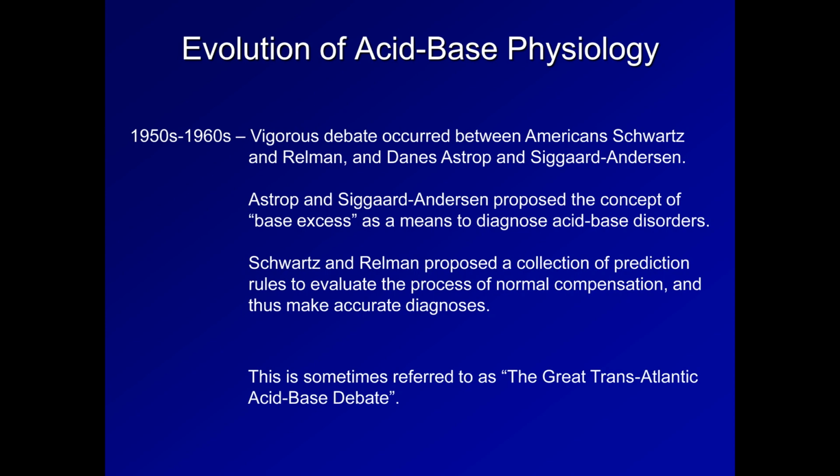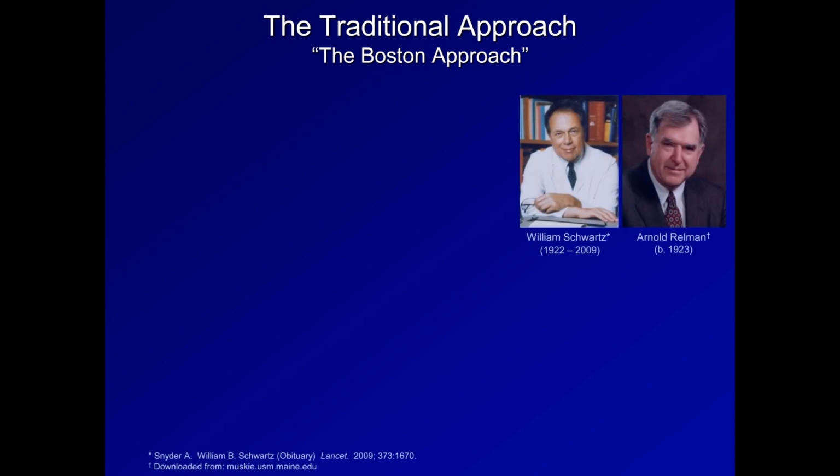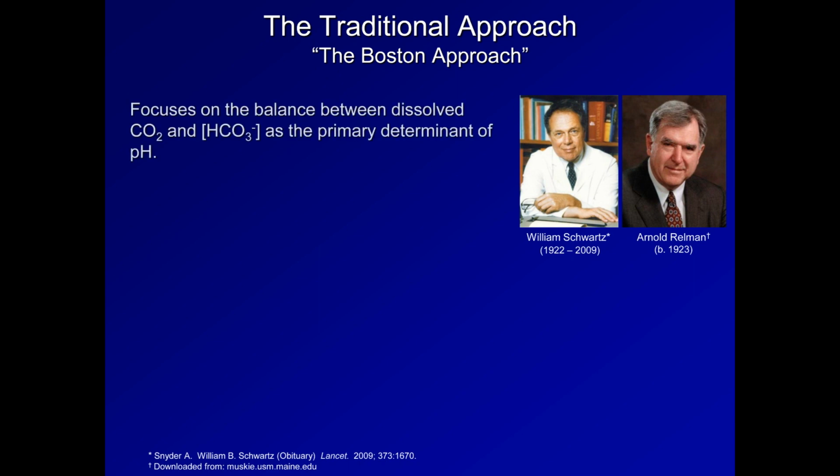At this point, let's compare these two approaches. First, I'll discuss what I refer to as the traditional approach, also known as the Boston approach, which is what I have been teaching so far in this course. When I call it the traditional approach, it's certainly not my intention to take an America-centric viewpoint, but my impression is that it is the most widely utilized approach in the world, and certainly in my home country of the United States. As already mentioned, the traditional approach is advocated by Schwartz and Relman, focuses on the balance between dissolved carbon dioxide and bicarbonate ion as the primary determinant of pH.